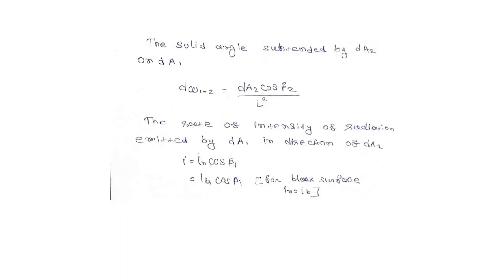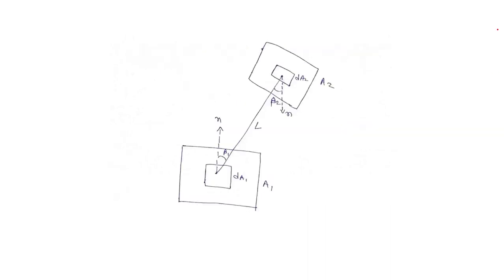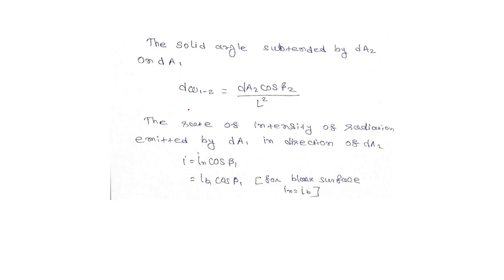So, the solid angle subtended by area dA2 on dA1, where we are considering one elementary area here, dA1, and here dA2. We already discussed in our previous theory, it is d omega 1-2 equals dA2 cos beta 2 upon L square.